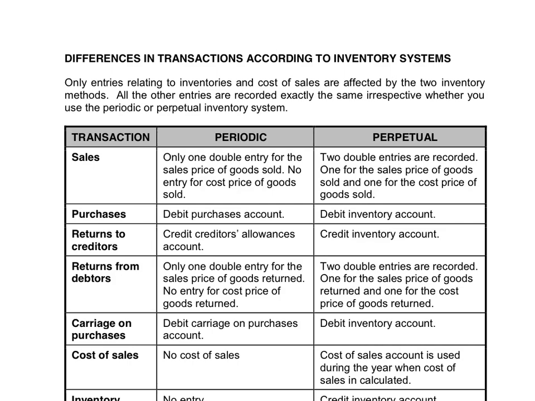Good morning. We will pay attention to the differences in transactions when the two different inventory systems are used. Only entries related to inventory or cost of sales are affected by the two inventory methods. All the other entries are recorded exactly the same whether you use the periodic or the perpetual inventory system.